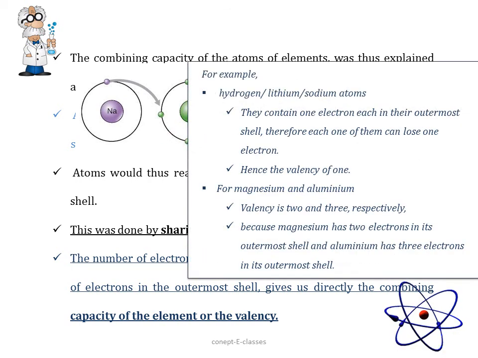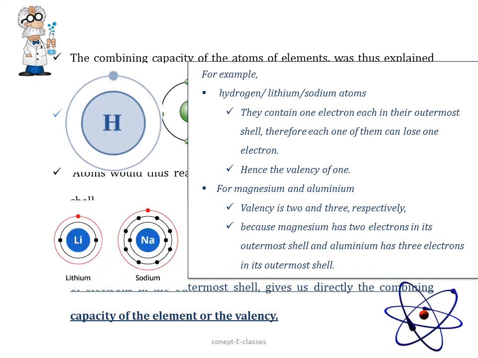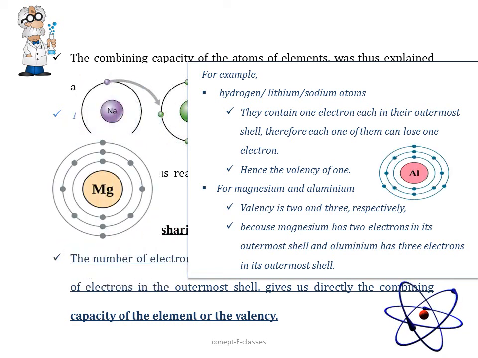Now let's take some other examples. Let's take the case of hydrogen, lithium, sodium. These all contain 1 electron in the outermost shell. Therefore, each one of them can lose one electron, hence the valency is 1. Now let's take the case of magnesium and aluminium. In the case of magnesium, it has 2 electrons in the outermost shell, hence the valency is 2. And in the case of aluminium, it has 3 electrons in the outermost shell. Here also the valency is 3. So here also these atoms lose electrons, right?